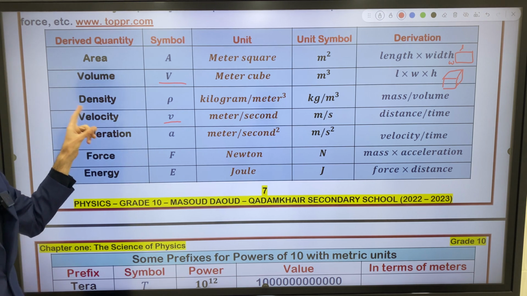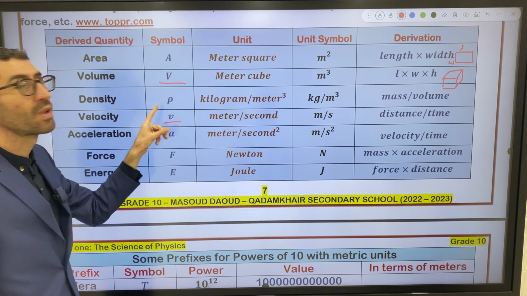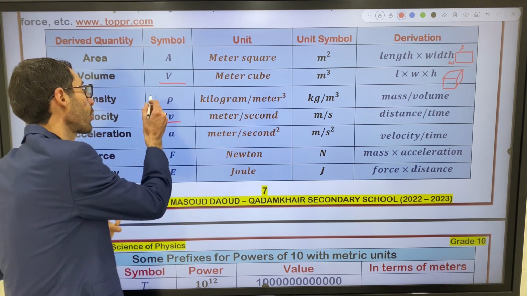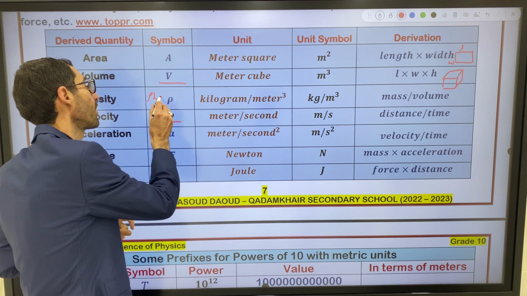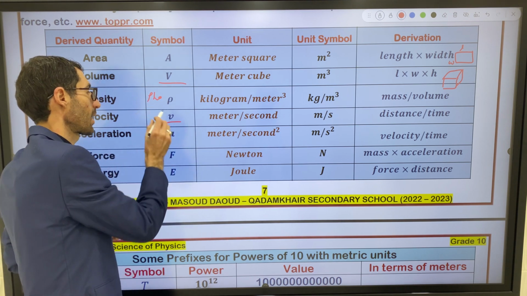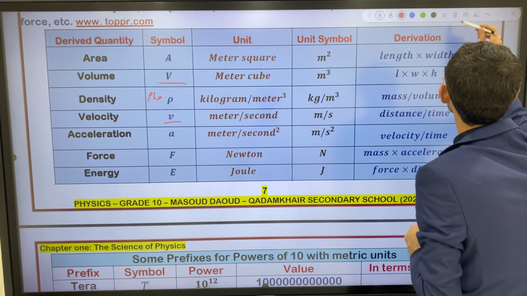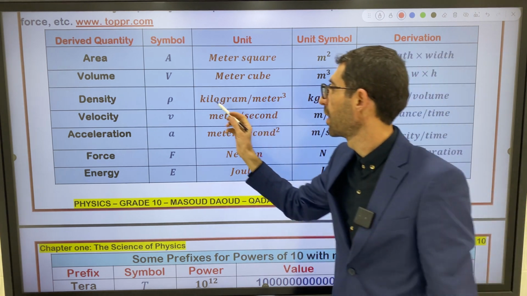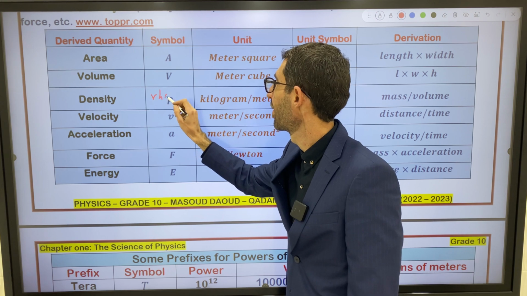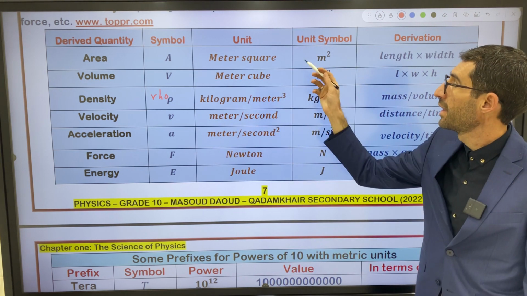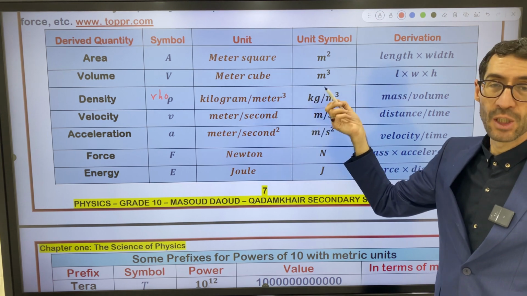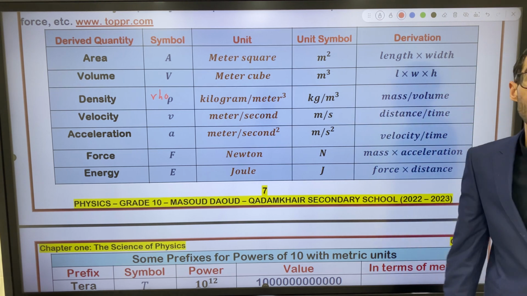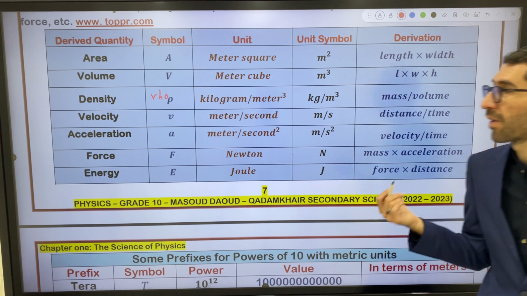Let's move on to another one, density. The symbol of density is rho. We can also use, for example, capital D for density, no problem. I write it for you. This is rho. The unit of density is kilogram per cubic meter, and the derivation of density is mass over volume.